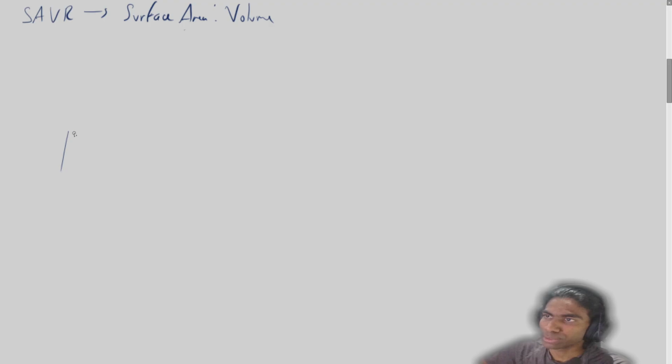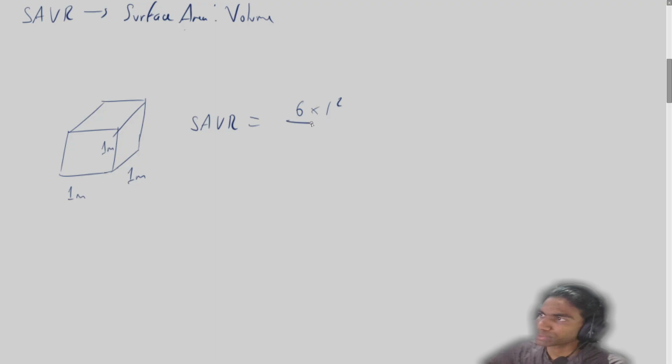If I have a cube of a nanoparticle, okay, and let's just, for simplification, just to illustrate the point, let's say that this was a cube that was 1 meter in length. In that case, if you wanted to find the SAVR of this cube, that would be 6 times 1 squared, because the surface area of one face is 1 squared. So 6 times 1 squared divided by the volume, which is 1 cubed, would be 6. This is the surface area to volume ratio of a cube.